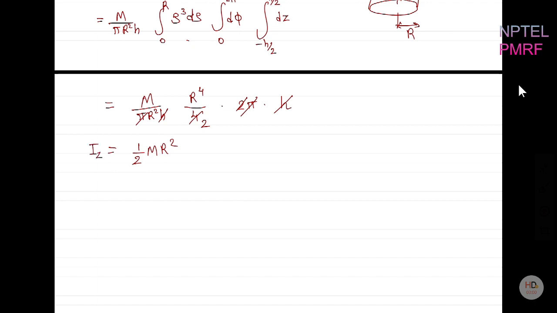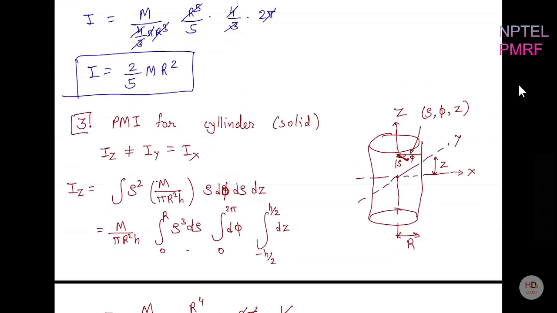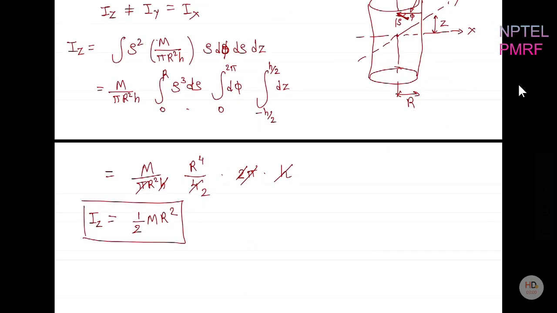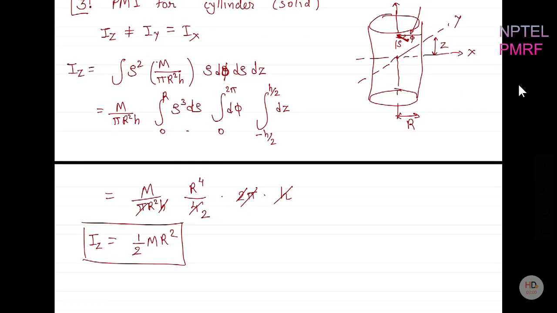So this is along the axis of the cylinder. It is half m r square. And that's not very surprising if you know that for a solid disk it is actually the same thing, half m r square. And now you are stacking it on each of them. So the average distance from this z axis does not change.